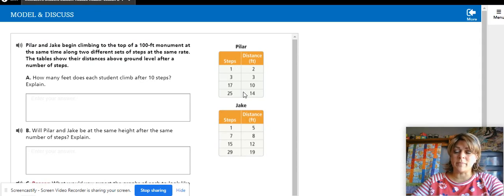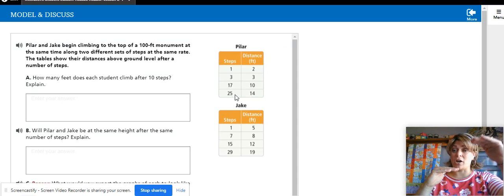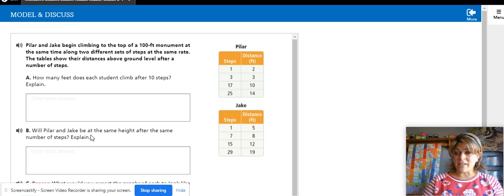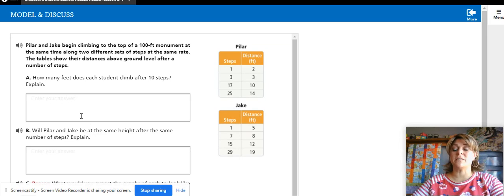Notice that the numbers are different because the steps they are going up are different heights. So Jake's could be like this level and Pilar's steps could be bigger, or vice versa. I want you to look at those and try to figure out their rate is the same. They're moving at the same speed, but the distance they're going is different. It asks how many feet does each student climb after 10 steps? So try to figure out where they would be at 10 steps, and finish that question based on them still going 100 feet at the same rate as far as speed, but how far they're moving in vertical distance is different.